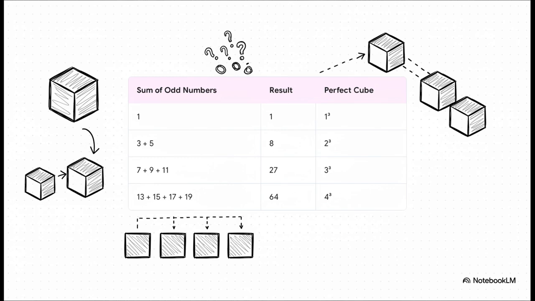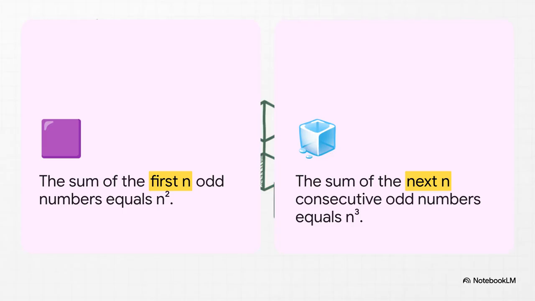Whoa, what about the third cube, 27? It's the sum of the next 3 odd numbers, 7, 9, and 11. The pattern just keeps on going. 4 cubed is the sum of the next 4 consecutive odd numbers. Okay, let's put these two ideas side by side because this is just beautiful. For perfect squares, you add up the first n odd numbers to get n squared. Simple. For perfect cubes, you add up the next n consecutive odd numbers to get n cubed. It's just so elegant and symmetrical. The same building blocks, odd numbers for both.